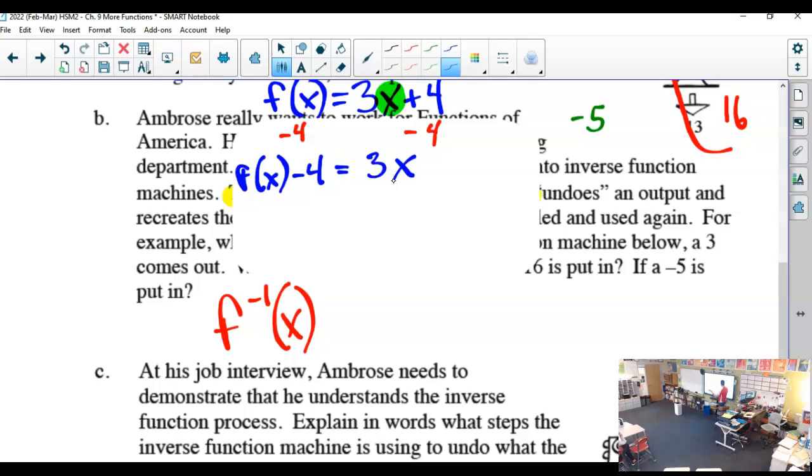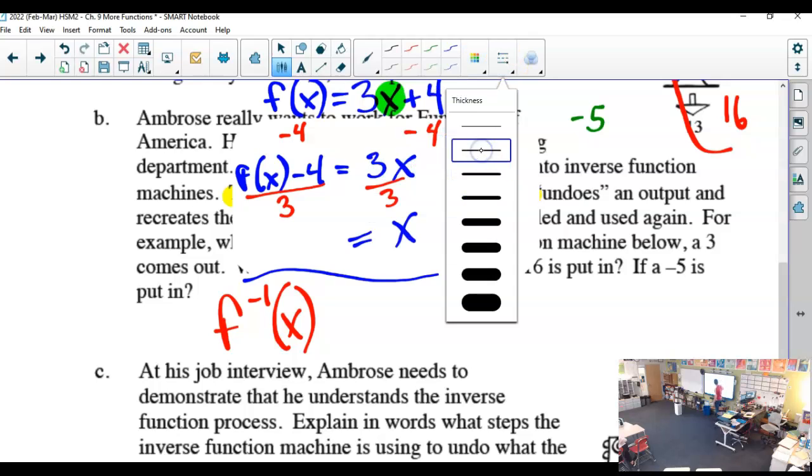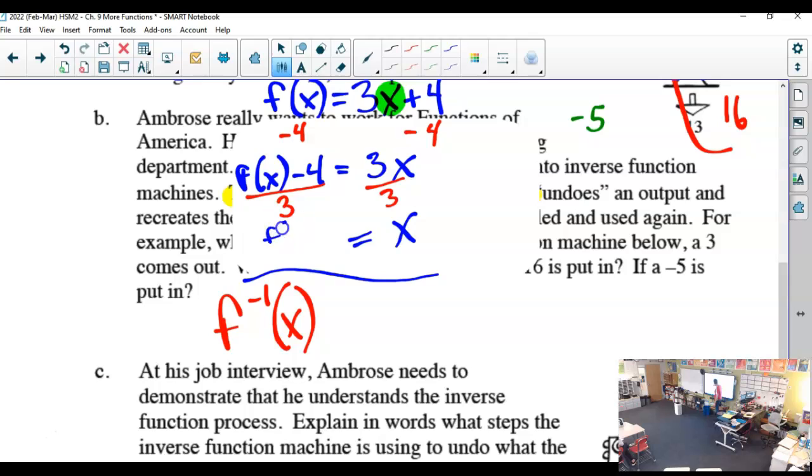But be careful, because earlier somebody said y divided by 3 minus 4 or something like that, and order matters here. That divide by 3 happens to everything. So now our isolated x is the y divided by 3, or the f of x divided by 3, whichever you want to say, minus 4/3.